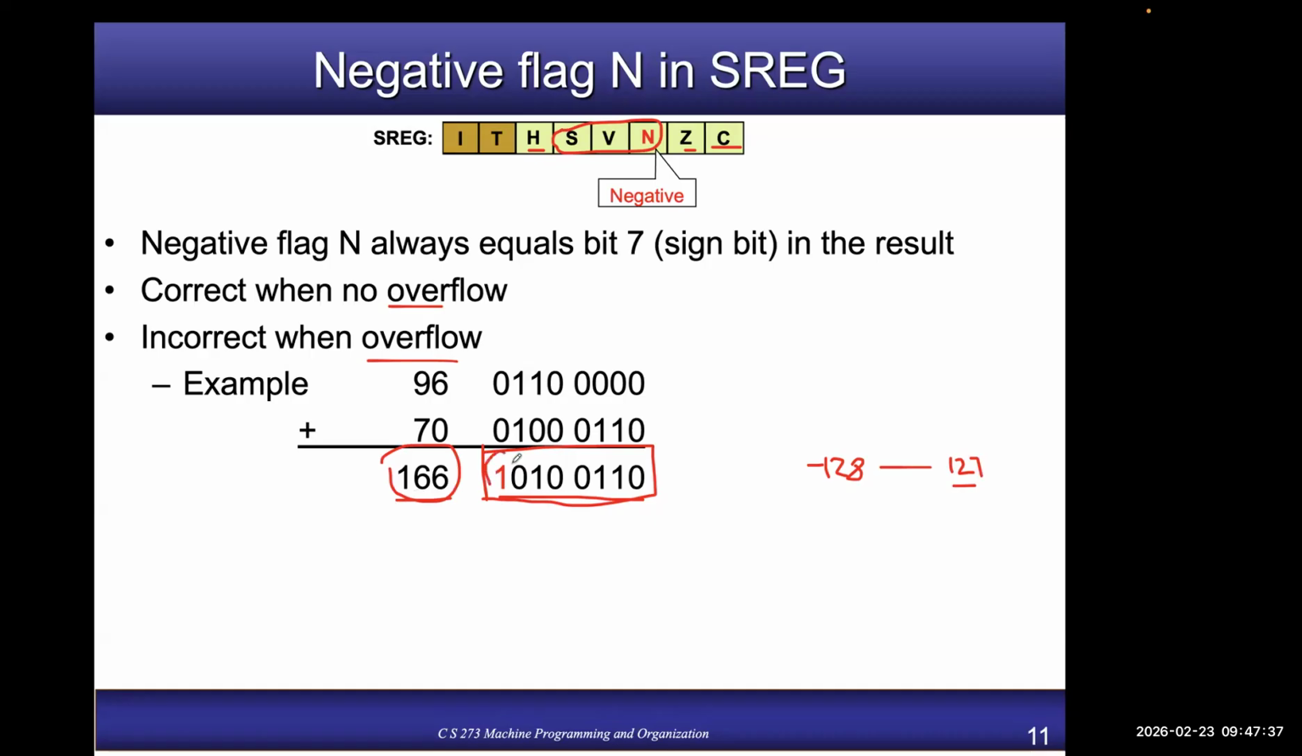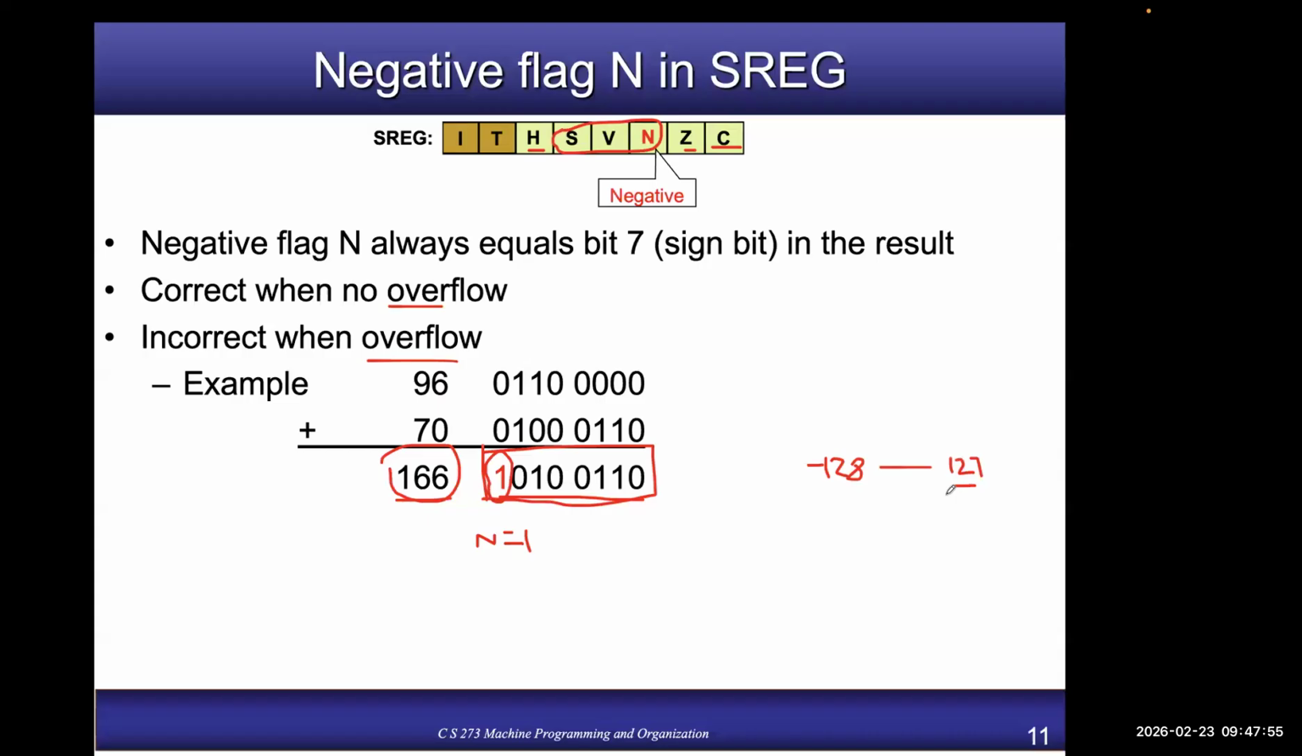Now the most significant bit of the result is basically set as the value of the N flag. So N is equal to 1, right? If I look at N, what information do I get? That my result is negative, which is wrong, right?